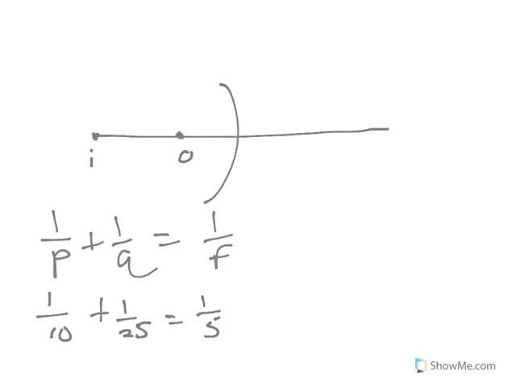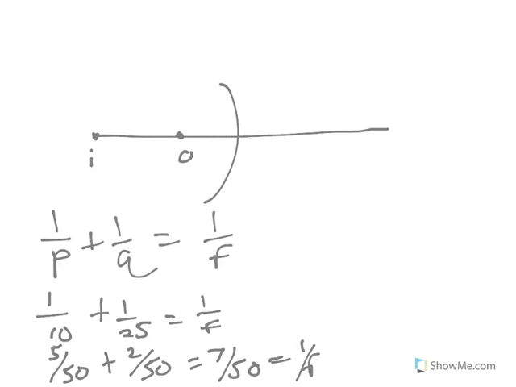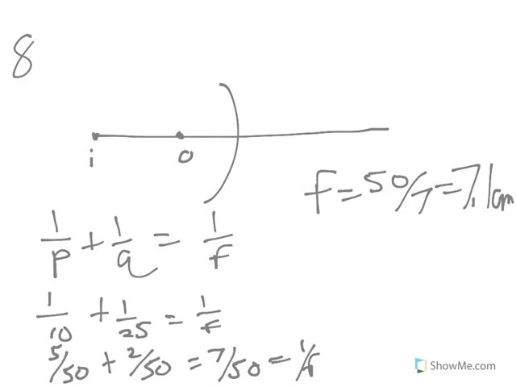And this would be 5 over 50 plus 2 over 50. I don't know why I wrote 5 there. F. There we go. So I should get 7 over 50 equals 1 over F. And I'm not done yet, so that's 50 divided by 7. So F would be equal to 50 divided by 7, or 7.1 centimeters. Alright, so that's how you calculate the focal length on number 8.